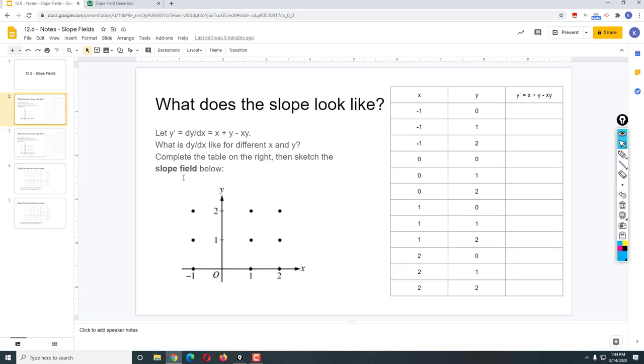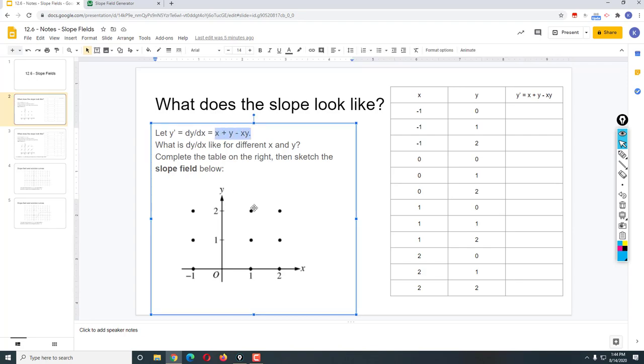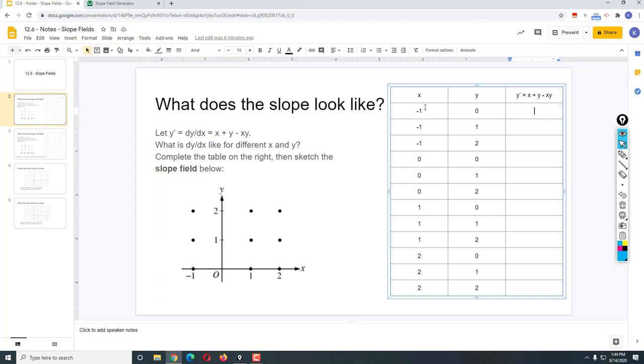So let's say we have a differential equation, dy over dx equals x plus y minus xy. What does the slope look like for different x and different y? Let's complete the table on the right. When x is negative 1, y is 0, then the slope will be negative 1 plus 0 minus 0, which is negative 1.